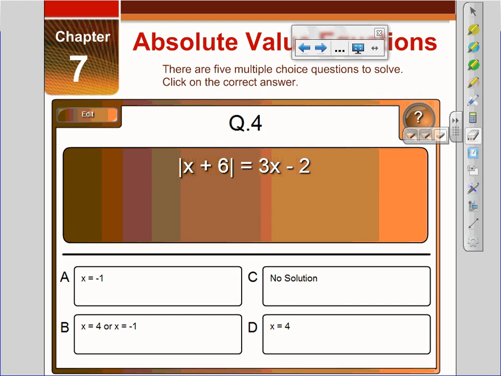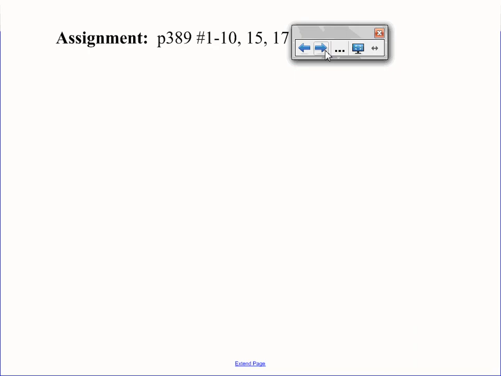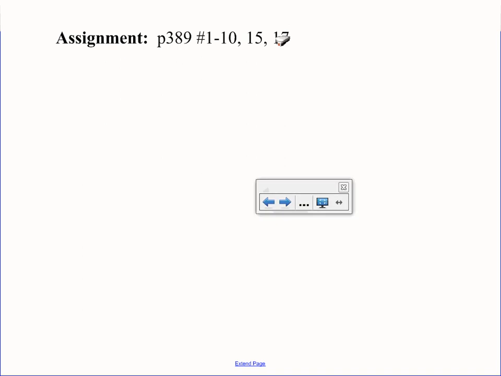The other option for you too is to graph. Graph the whole absolute value and then graph what it equals. And that would also get you the answer just like we did on this question right here. So all you need to do now is practice. Here's your assignment, and I'll be glad to help you as you work.